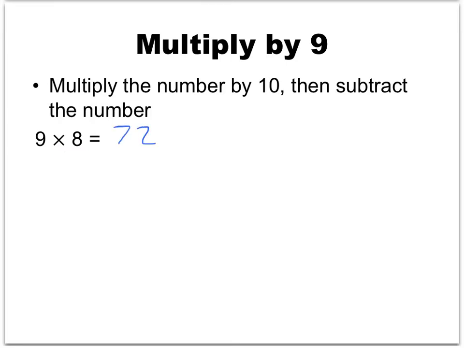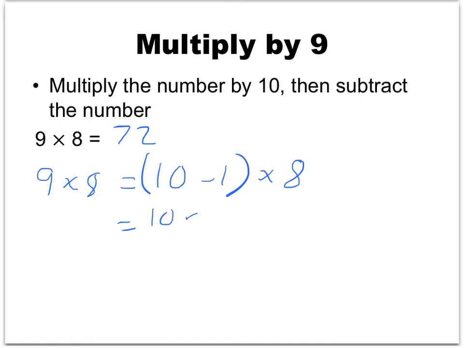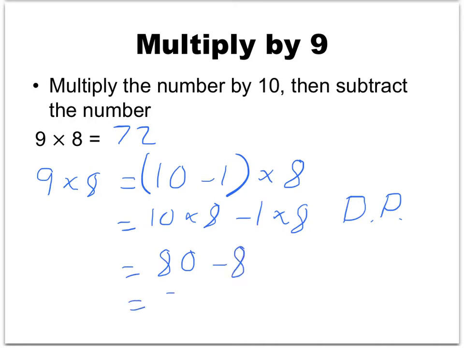So now, why does that work? Well, 9 times 8, let's make this observation. 9 I can write as 10 minus 1, and then we take that times 8. Well, now I can distribute this 8 using the distributive property. So we get 10 times 8 minus 1 times 8. And again, that's justified by the distributive property. So here we multiply the number by 10 and then subtract the number. And so we get 80 minus 8, which is equal to 72.